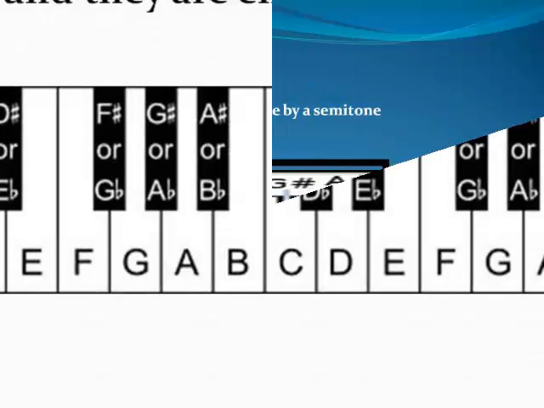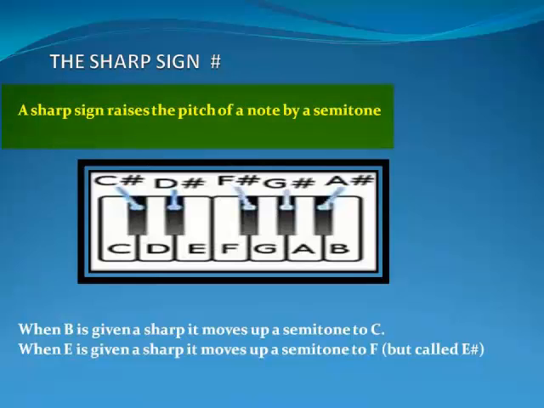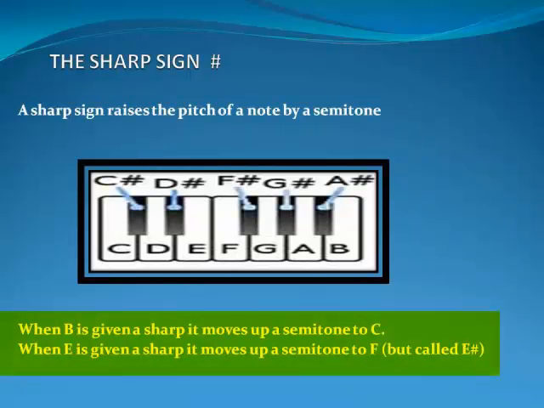Remember that the sharp sign raises the pitch of a note by a half step or a semitone. Because the sharp raises a note by a half step or semitone, it means some sharps can actually be on white keys. For example, when you raise B to B sharp, it's the enharmonic twin of C. When you raise E to E sharp, it's the same as F.